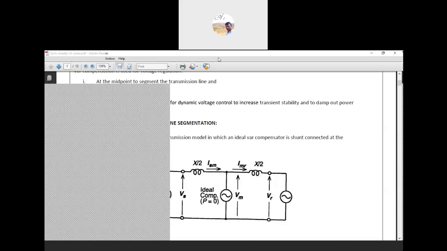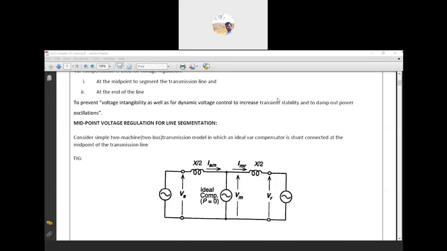So let me draw it in an easy way. Your voltage should be a sine wave; that is the normal condition. Whenever dynamic conditions or transient variations occur, the waveform will vary like this. It suddenly rises or drops, and then it returns to normal.